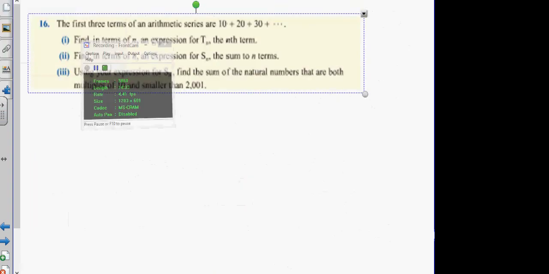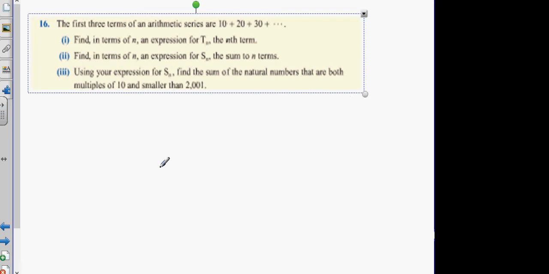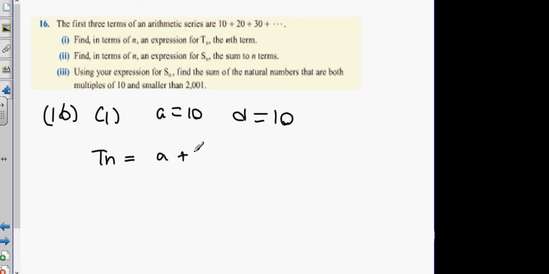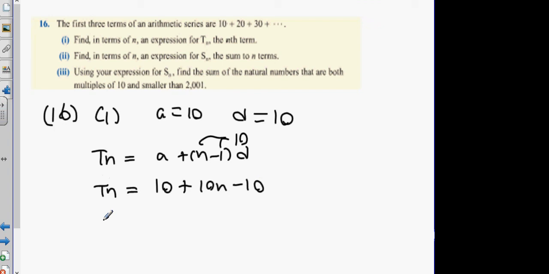Okay guys, this one here, 16 part 1. A equals 10, D equals 10. The reason I know that is it starts off at 10 and goes up 10 every time. Use the Tn formula. A plus n minus 1 times d, which is going to be 10 plus n minus 1 times 10, which is going to be 10n minus 10. Finally, the 10's cancel. Tn is 10n.